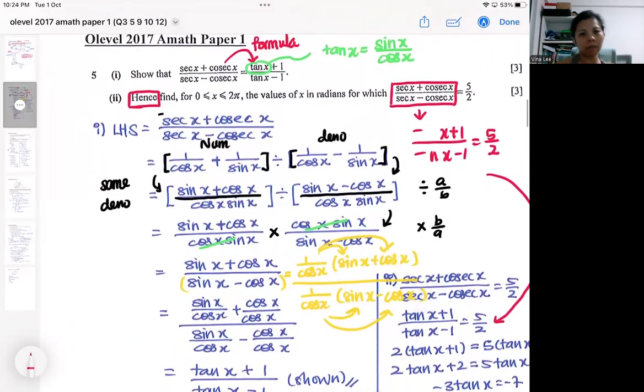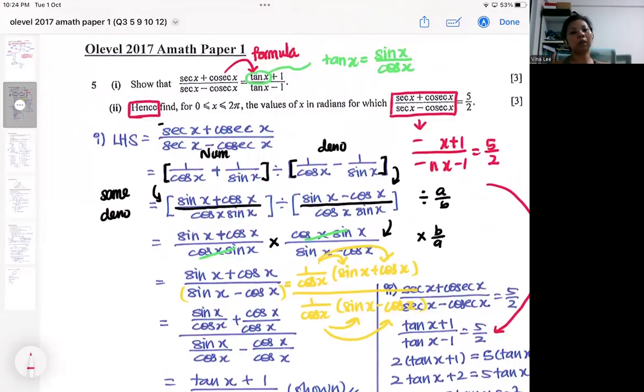Either way, if let's say you couldn't do it, you can just do the second part to save the 3 marks before you go back to the proving. It doesn't mean that if you don't prove it, you can't do the second part. Just go ahead. Then you just lose the marks for the first part.